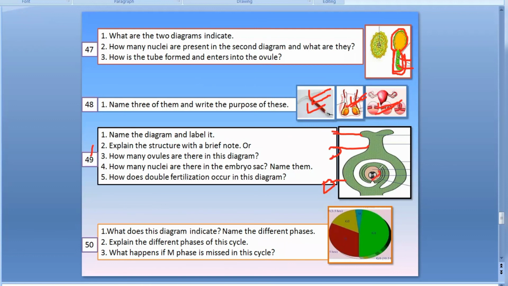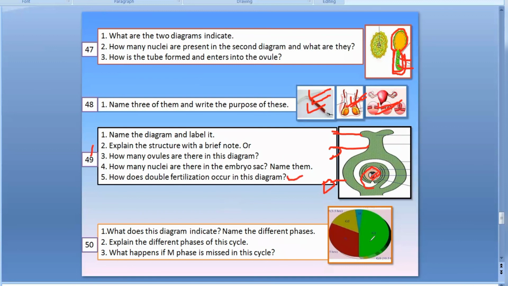Inside the ovary there is an ovule. These ovules have a female gametophyte. How many ovules are there in this diagram? Only one ovule is there. And how many nuclei are there in this embryo sac? A total of 8 nuclei are present: 3 are antipodals, 2 are synergids, 1 egg cell, and 1 is the central cell.